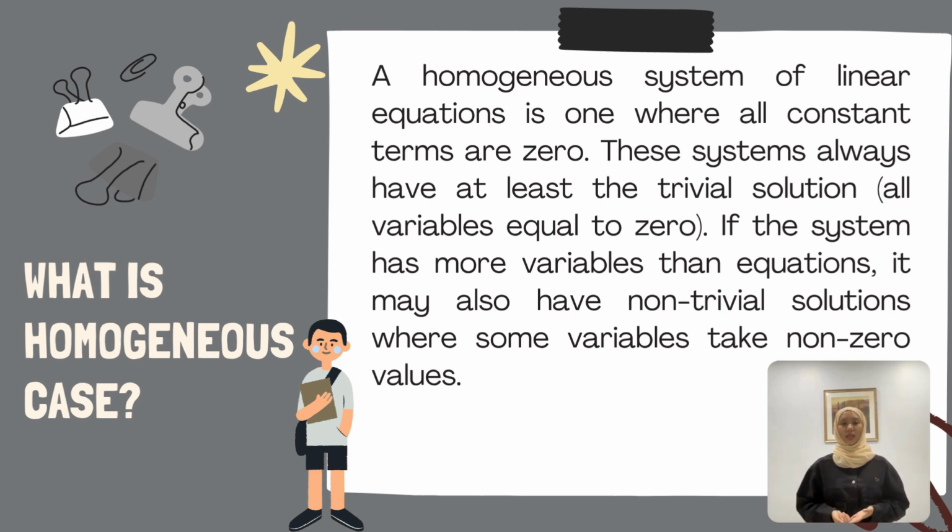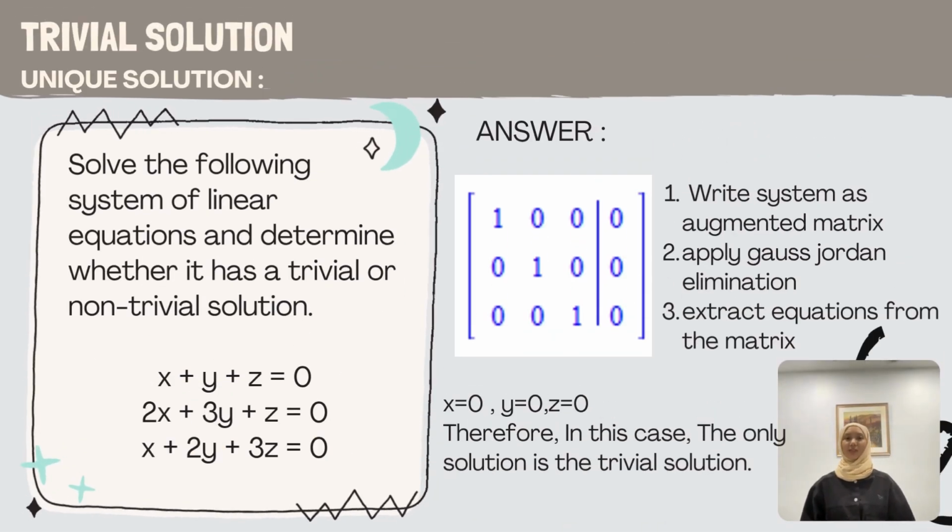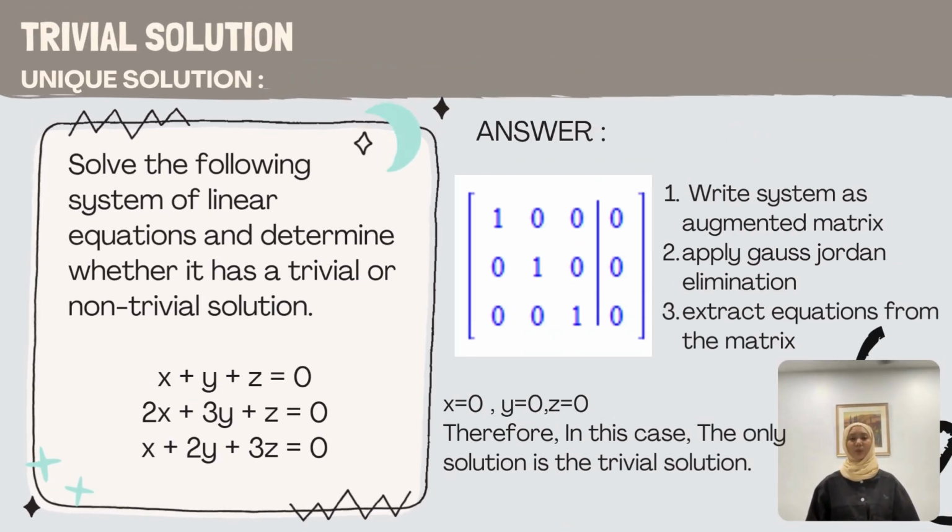In other words, x equals 0, y equals 0, and z equals 0. If the system has more variables than equations, it might also have non-trivial solutions. That means some variables are not 0. So remember, homogeneous systems are special because they always have a solution, and sometimes even more than one. Now, let's solve a system of linear equations and determine whether it has a trivial or non-trivial solution.